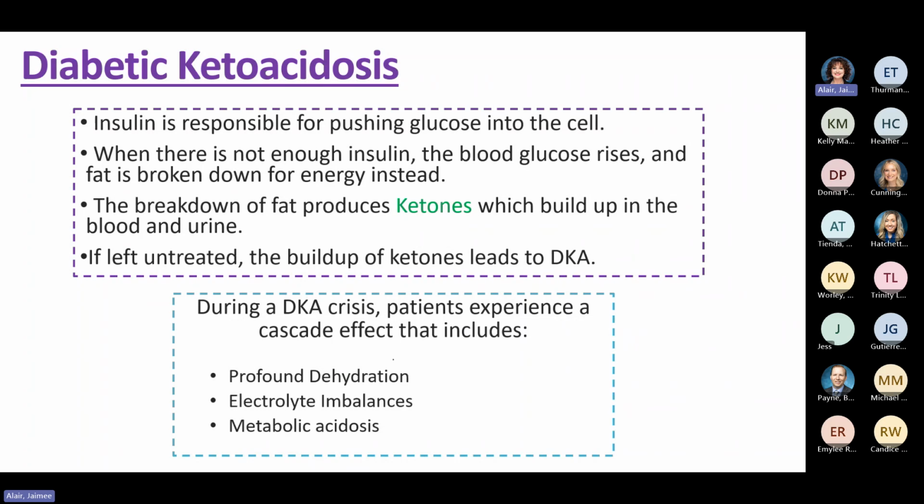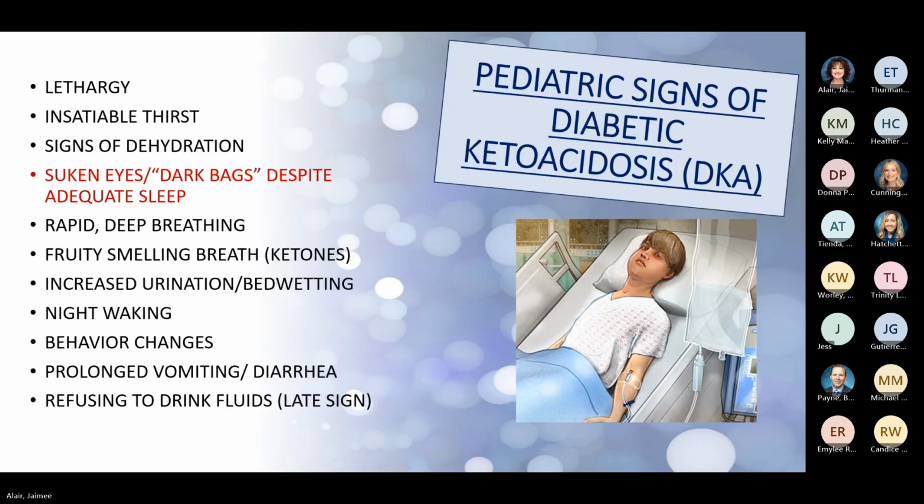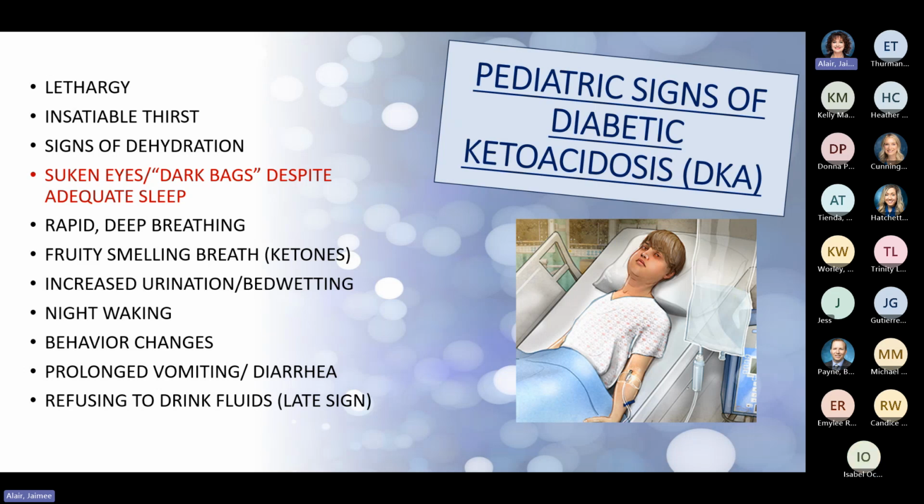When a patient is in DKA, they experience a cascade effect that includes dehydration, electrolyte imbalances, and metabolic acidosis. That's when we see those kids really looking kind of emaciated. These are some of the signs and symptoms. They have really sunken, dark eyes. Sometimes you might not notice anything else, but when they walk in the door, you just see that they have such dark, deep bags underneath their eyes.